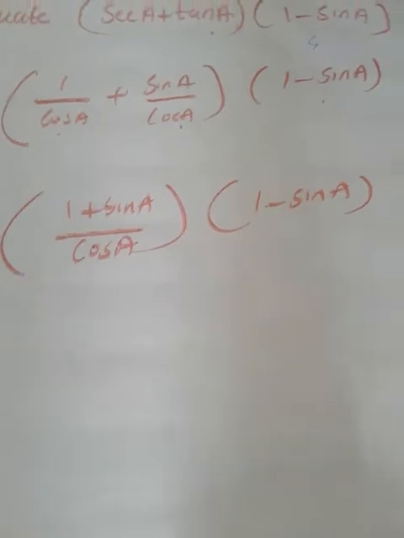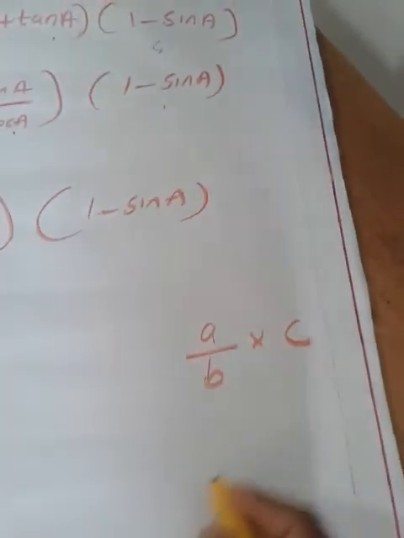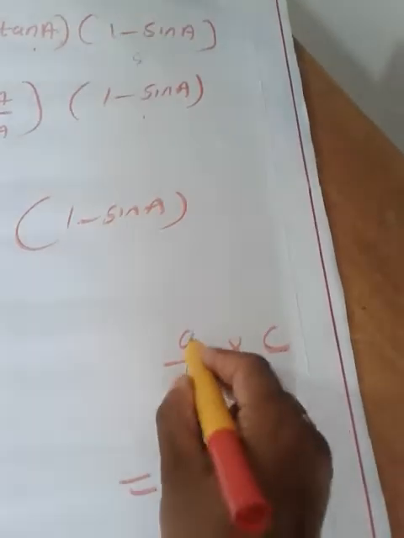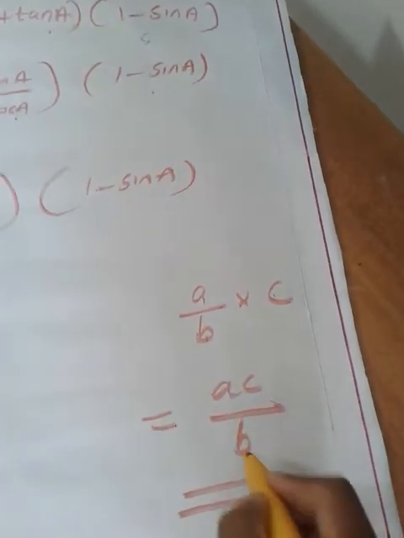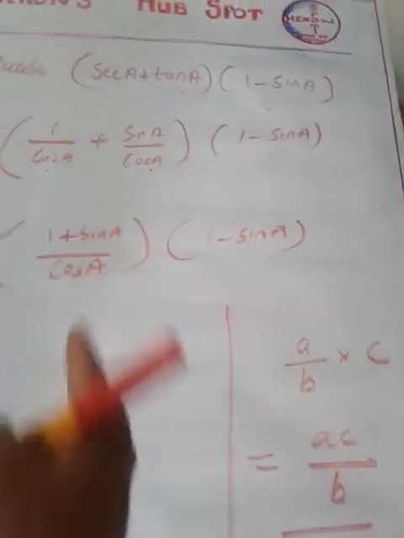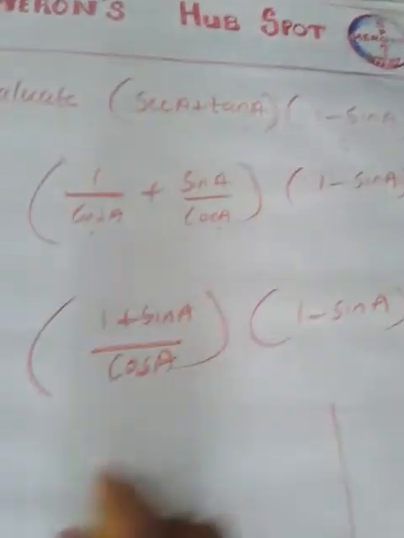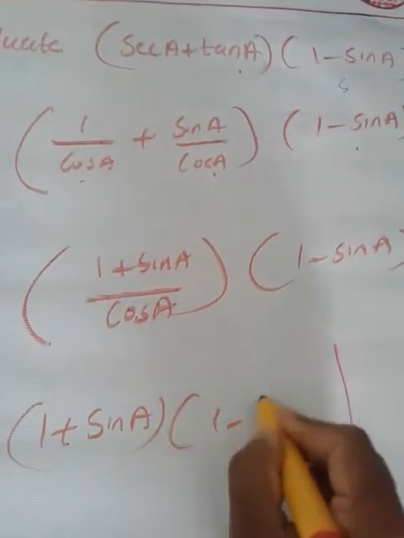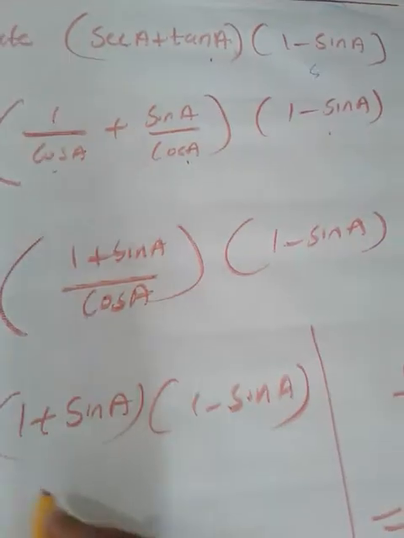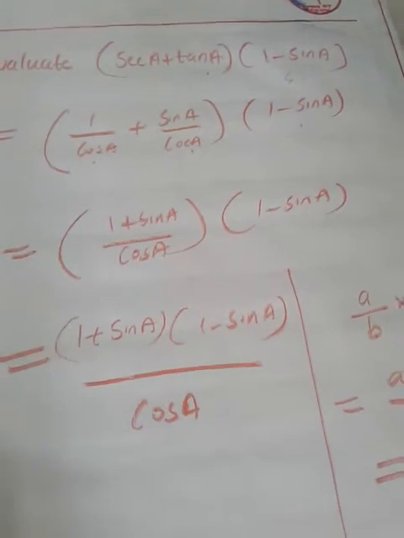You just see, now it came in which form? It came in this form, a by b into c. How can we multiply a by b into c? What is a into c? ac by b. This is the approach we have to use here. Something divided by something into something means we have to multiply these two terms. That means (1 plus sin a) into (1 minus sin a) divided by cos a. You may have understood.